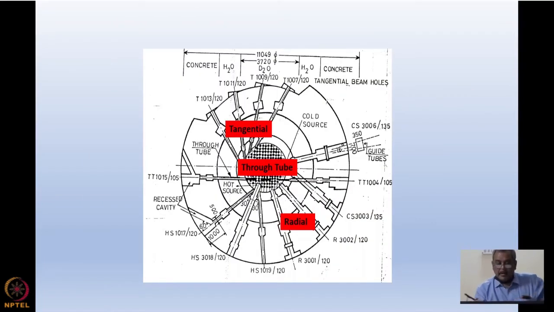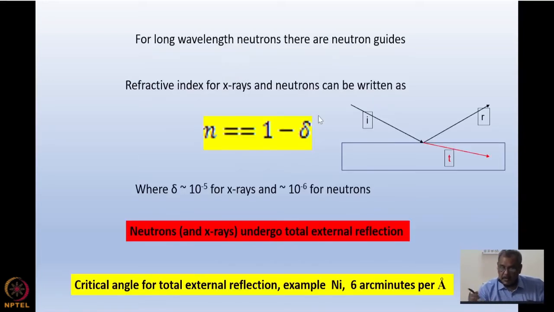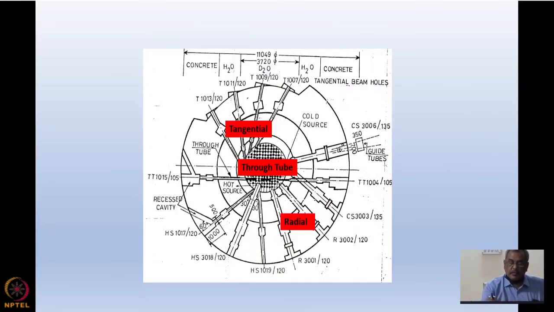If you see this, the top four beam lines are tangential to the core, which is this lattice of fuels at the center, and the radial beam lines are at the bottom. Now you can see that the biological shielding wall has been reduced where the tangential beam lines are. This is to maximize the flux, because in that case the neutrons travel a shorter distance, so the 1 by 4 pi r square loss is minimized. At the same time, you have fewer unwanted fast neutrons and gamma rays, whereas the radial beam lines have all these and you have to shield accordingly.